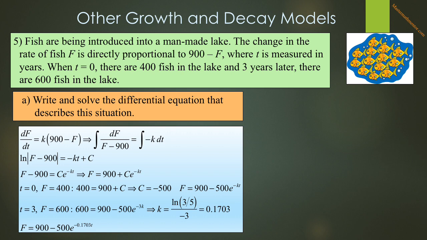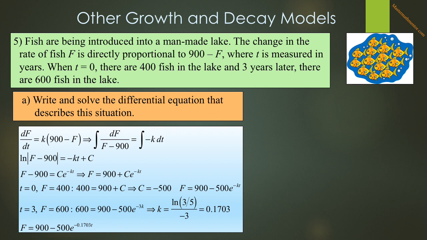There are two challenges here. First, we have to find c, and then we have to find k. We have 2 points to do this with. When t equals 0, f is equal to 400. So 400 equals 900 plus c. C is equal to negative 500. And therefore, f is equal to 900 minus 500 e to the negative kt.